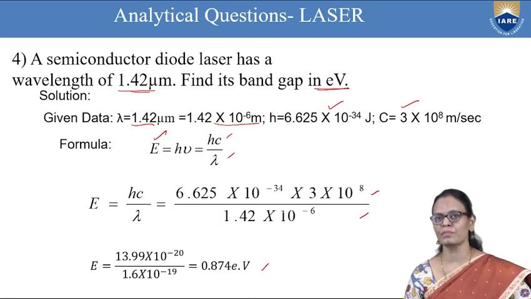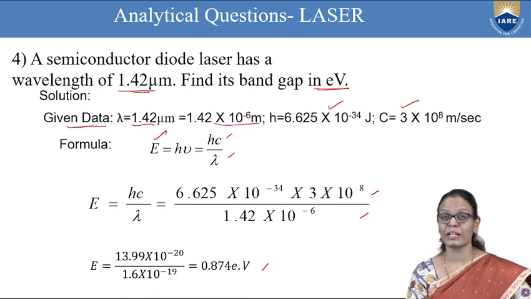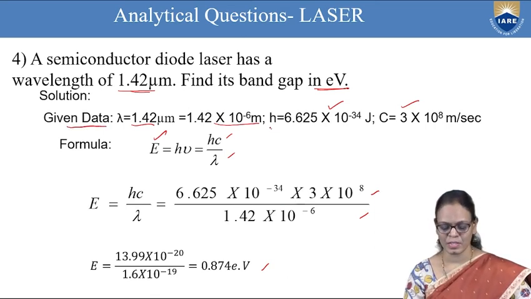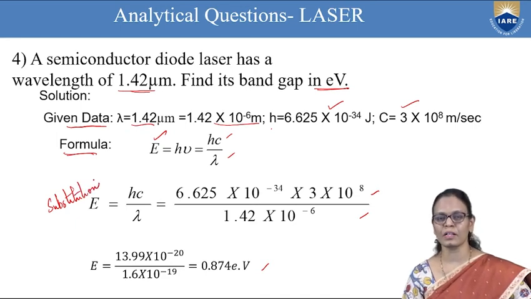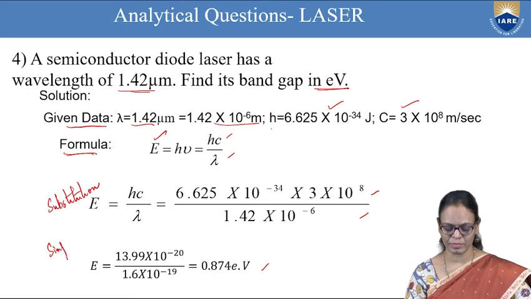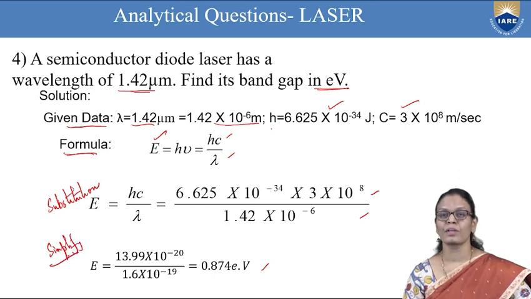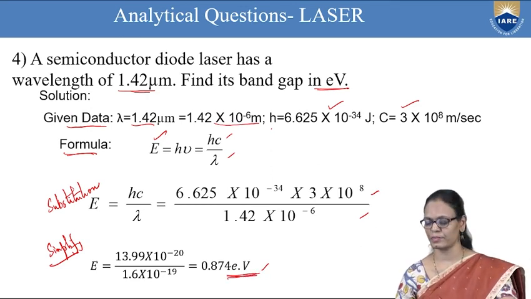So any numerical you have, it consists of 4 major steps. The first step is writing the given data and doing the conversion. Second step is writing the formula or deducing the appropriate formula, and then substitution. You will have to substitute the values correctly in the given formula, and then you will have to simplify or calculate. You may use a calculator, but you will have to simplify and write the answer in the required units. Those are the 4 steps we are following.